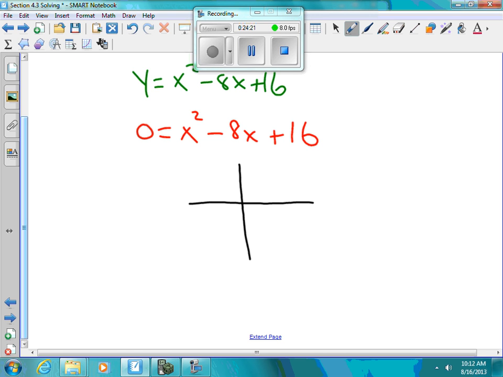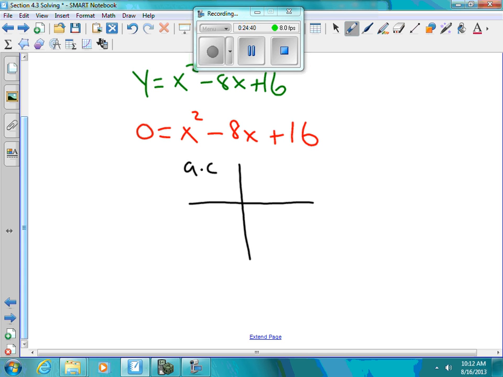Zeros, find the zeros, solving, x-intercepts, find the roots, all mean the same thing. We're solving this by setting the equation equal to 0, and then factoring and solving for x, or solving for x in some manner. We're going to learn about other methods other than factoring as well.